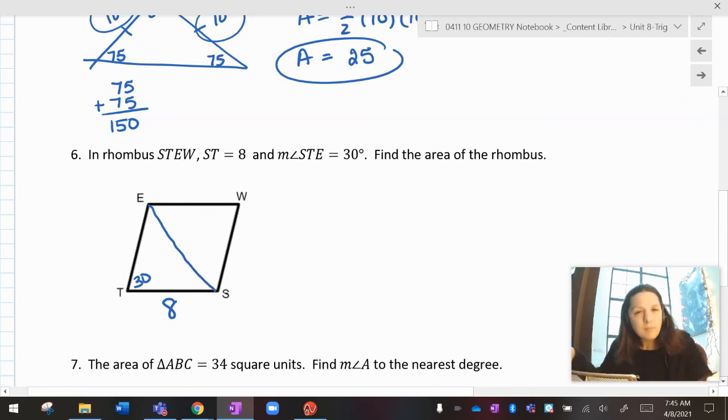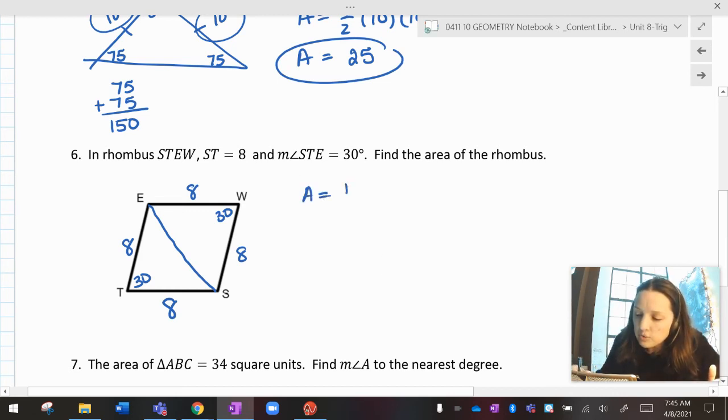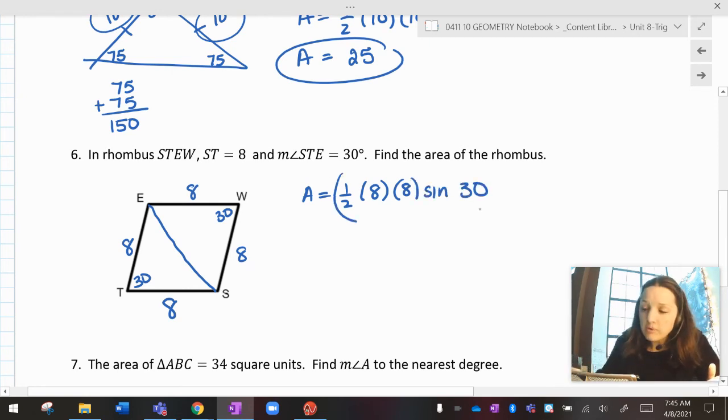And a rhombus has 4 congruent sides. So if that's 8, that's 8, that's 8, that's 8. And in a rhombus, opposite angles are congruent. So really, these are just 2 triangles smashed together. So if I want the area, I can do 1/2 AB sine C, and then multiply that by 2.